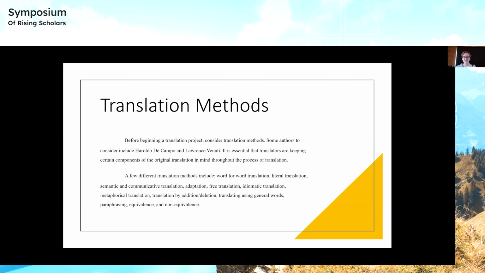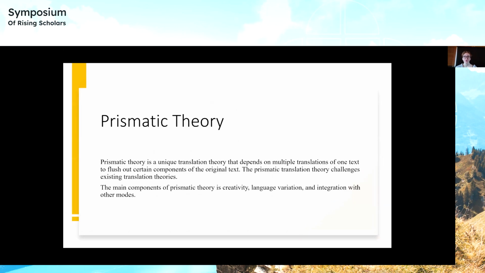So a few different translation methods include word-for-word translation, literal translation, adaptation, idiomatic translation, and metaphorical translation. For my project, I focused a little bit more on prismatic theory. It caught my attention because it's very innovative and unique.